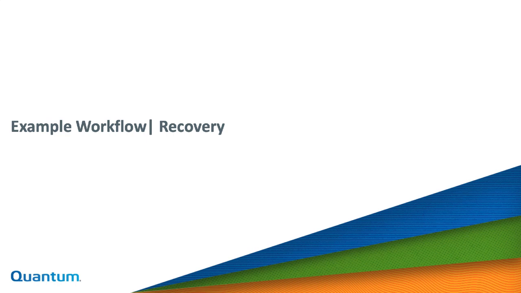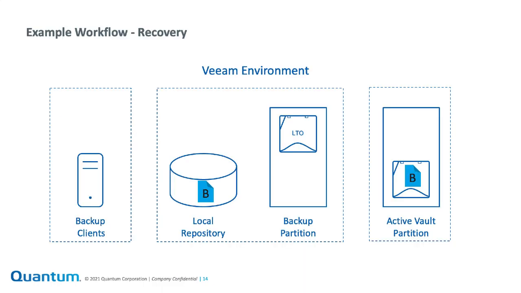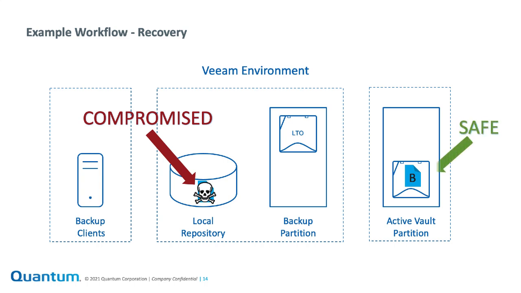Now let's go through an example where we have a ransomware attack and how we can recover from that. Currently, our Veeam environment looks like this. We have a primary copy of the backup image in a local repository and a backup copy in the active vault partition. Now let's say your Veeam environment was compromised. An attacker got in and encrypted or stole or somehow made your primary copy inaccessible. Well, we still have the safe copy in the active vault partition.